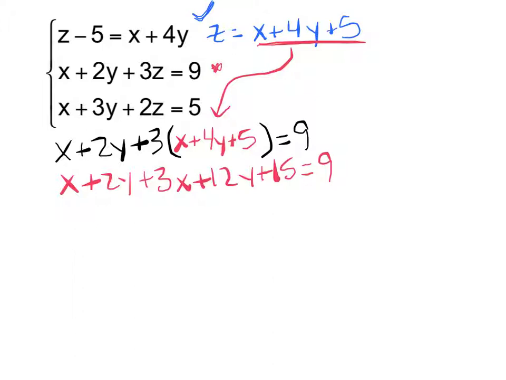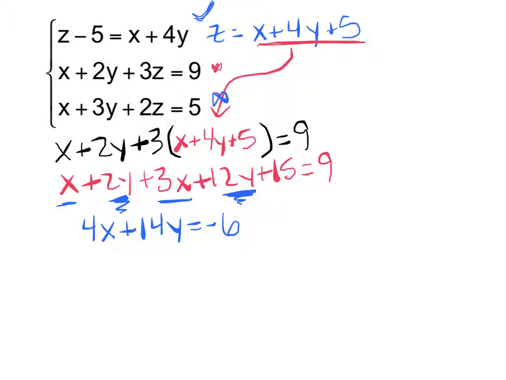Let's distribute, combine like terms. I see x's, I see y's, and I'm going to go ahead and subtract 15 from both sides as well while I'm thinking about it. So we're going to end up with 4x plus 14y equals -6. So we have one of the 2 variable equations, but we need a second one, and we haven't used equation number 3.